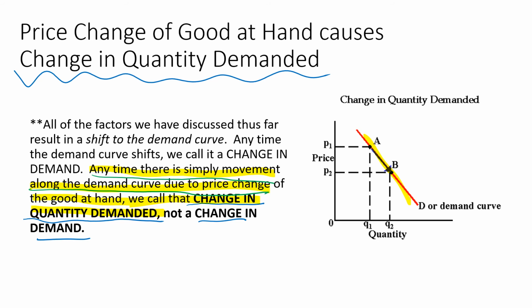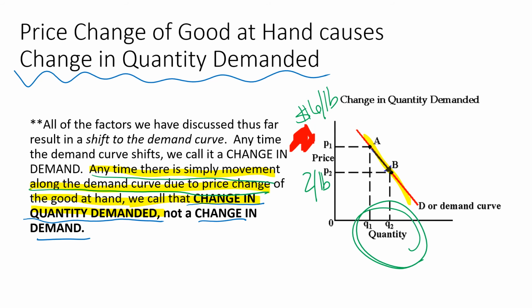So if steaks go from $6 a pound to $2 a pound, the quantity demanded for steaks is going to increase as long as it's a normal good. And that's just movement along a demand curve, not a shift. Okay, so there's a big difference there: change in quantity demanded versus change in demand.